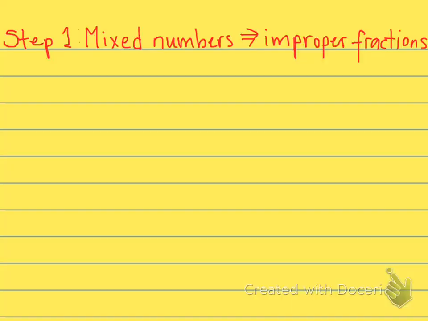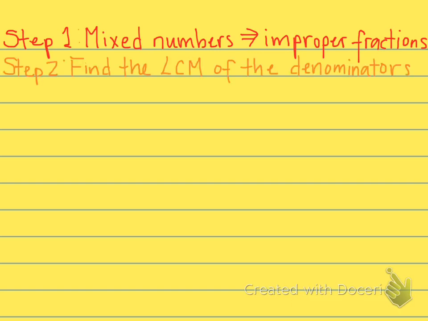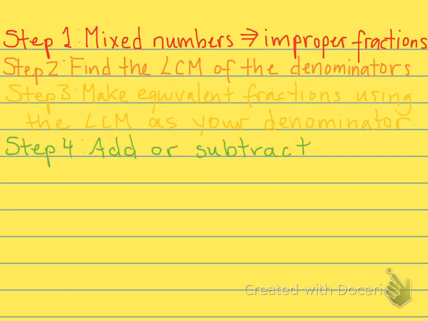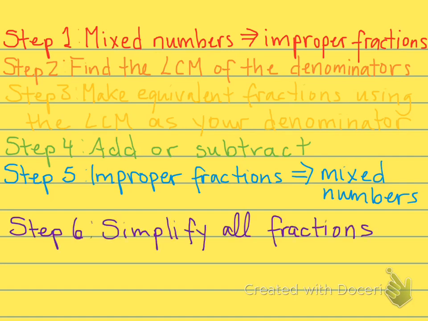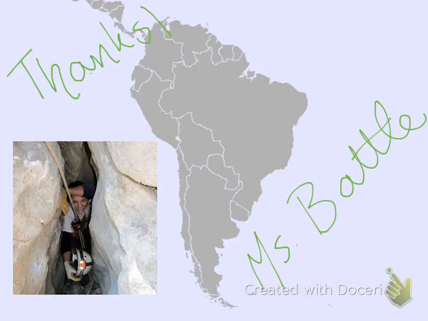Step 1, just a refresher, mixed numbers into improper fractions. If there are no mixed numbers, you can skip this step. Step 2, find the LCM of the denominators. Step 3 is making those equivalent fractions using the LCM as your new denominator. Step 4, you do your addition or subtraction. Step 5, if you have improper fractions, turn them back into mixed numbers. If you don't have improper fractions, you're going to skip this step. Step 6, all fractions that you see must be simplified. If your GCF is 1, they are already simplified. Leave whole numbers alone in this step.